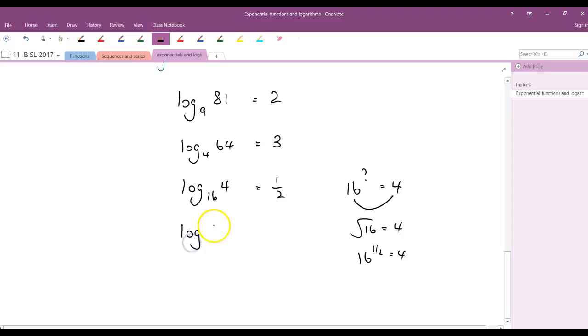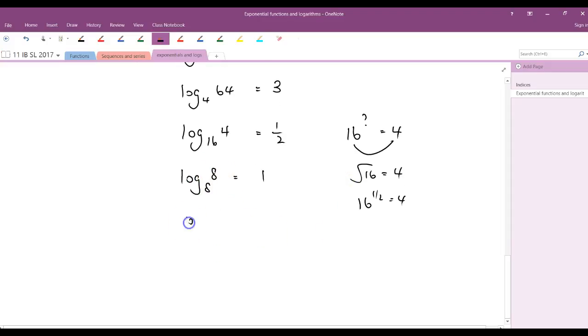Log of 8 to base 8. Let's have a look at some interesting properties here. Log 8 to base 8 is just 1, isn't it? Because 8 to the power of 1 is 8. What is log of 1? What's log 1 to base anything? So a to the what gives 1? Well, a to the 0 gives 1.